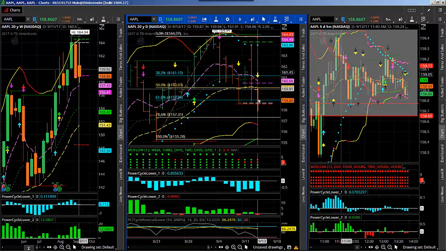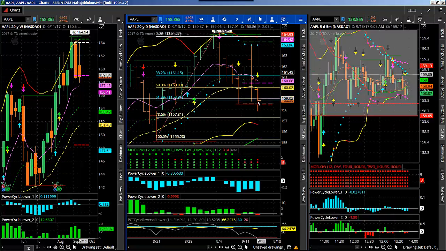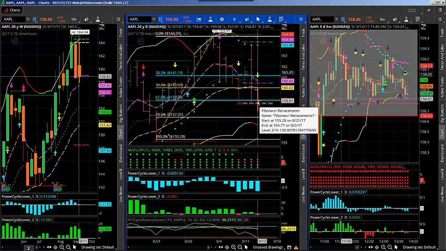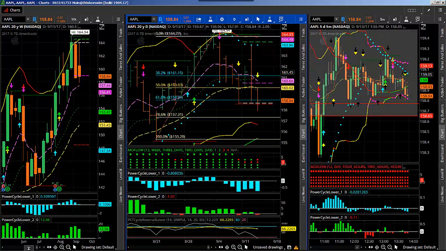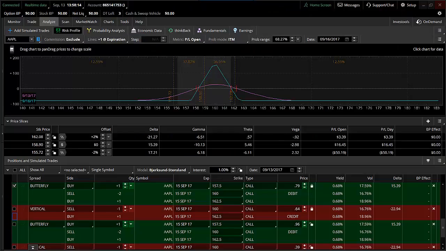So one trade setup where you can put on a trade to take advantage of if Apple was to push back up to the 160 is to do what we call a call butterfly, and then you add a bear call credit spread to it. So it becomes what we call a call ratio butterfly. So here's what it looks like.